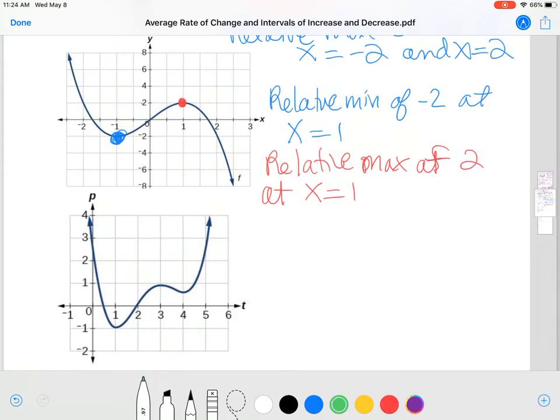Now, if you notice, this is one of those special cases where there is no absolute max or absolute min, because these arrows tell me my range goes from minus infinity to infinity. So there is no bottomed out point or a point that it tops off at. It keeps going forever in both directions.